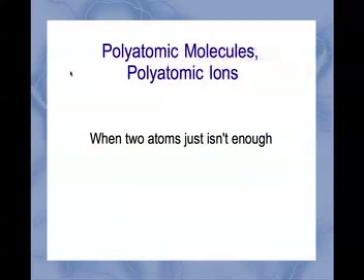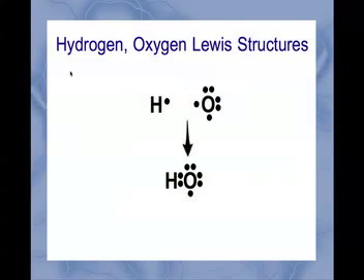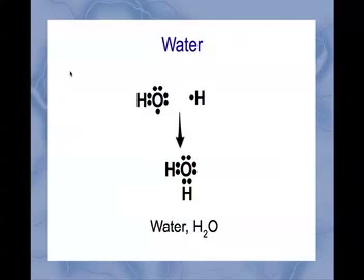But the covalent compounds we have seen so far have only two atoms: O2, H2, N2. This is not always the case. Let's take a look at hydrogen and oxygen. Hydrogen can share its one electron with oxygen, but that leaves oxygen still needing one more electron. If we add another hydrogen, we can form water, H2O. Oxygen has a complete octet, and hydrogen has its single shell full with two electrons.